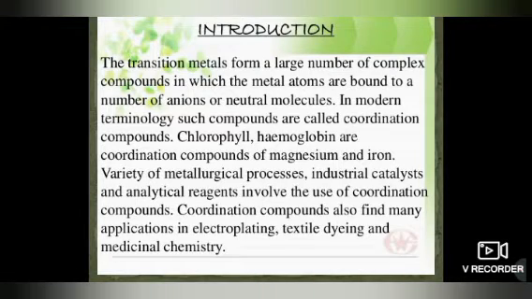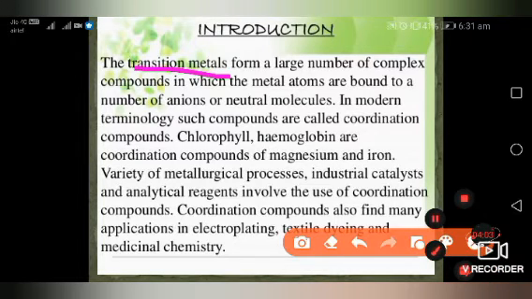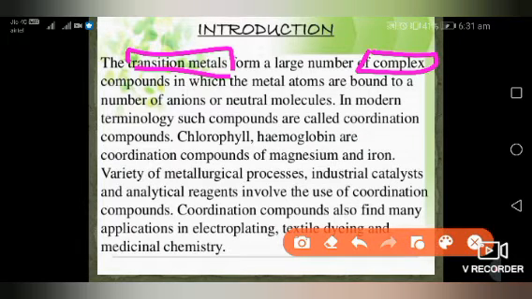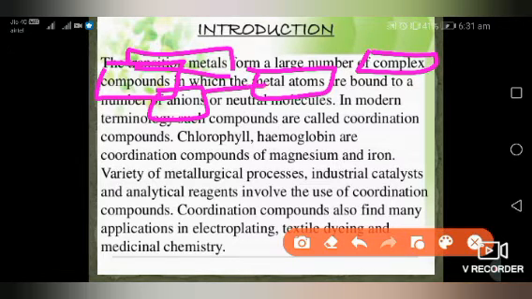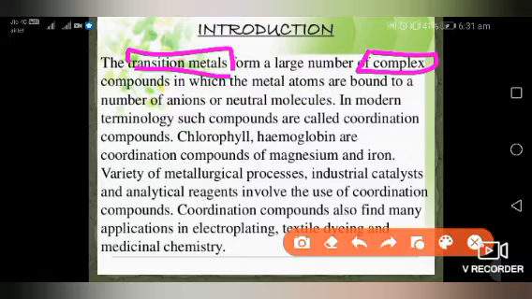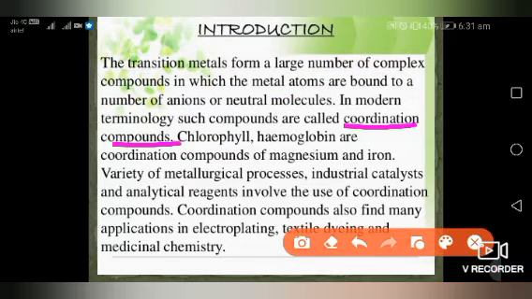So the transition metals form a large number of complex compounds in which the metal atom is bound to a number of anions and neutral molecules. Once again, transition metals, D block elements, form a large number of complex compounds in which the metal atom is bound with a number of anions or neutral molecules. So these are the meaning. In modern terminology, such compounds are called coordination compounds.